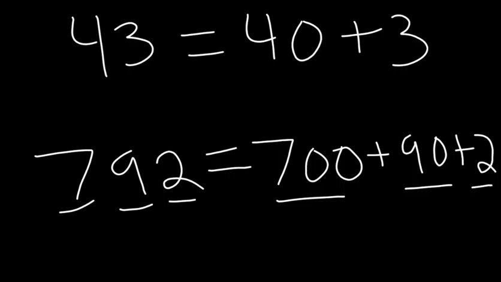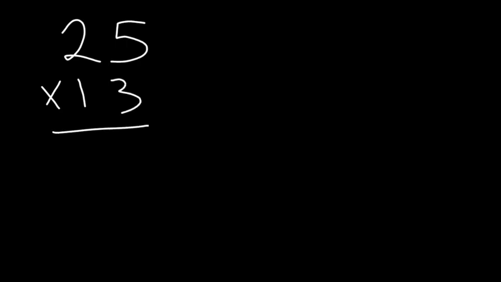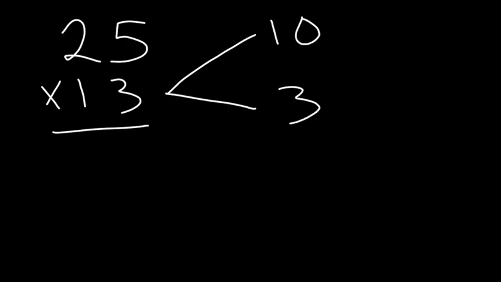Alright, armed with that knowledge, we're ready for partial product multiplication. Let's take the multiplication problem 25 times 13. We're going to choose one of the numbers to split up. Doesn't matter which one, I'm going to go ahead and use 13. 13 would split up to 10 and 3. Notice that these two numbers both still add up to 13, so I haven't lost anything.